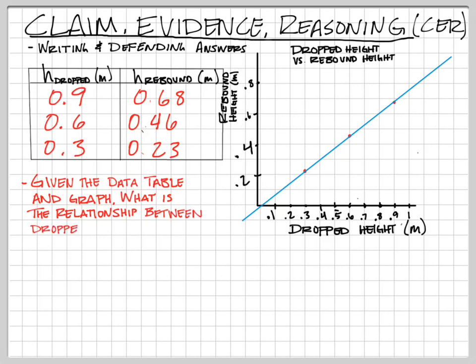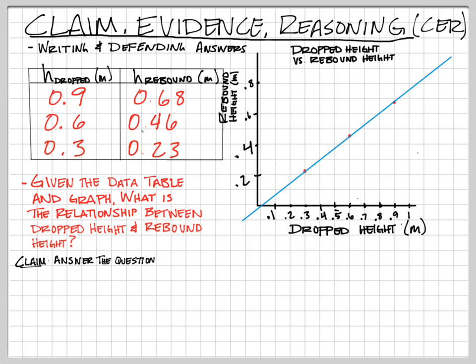And when we answer this, we're going to make a claim. That's our very first thing, is to make a claim. Now this is the simplest part. The claim is just answering the question. What's the relationship? Give me an answer to that question. Tell me what the relationship is.